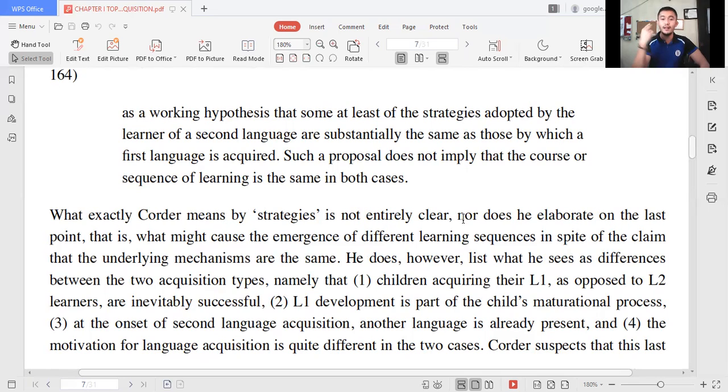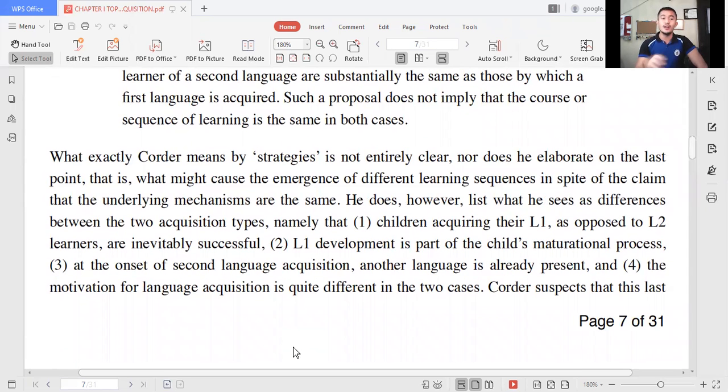We have children acquiring their first language. Second, as opposed to that, second language learners are not inevitably successful. And then language development is part of the child's maturational process. And we have that at the onset of second language acquisition, another language is already present. And the last one, the motivation for language acquisition is quite different in the two cases, which means the motivation of a child plays a very important, vital role in the process of acquiring the language.